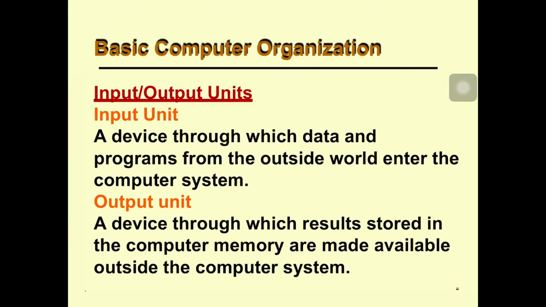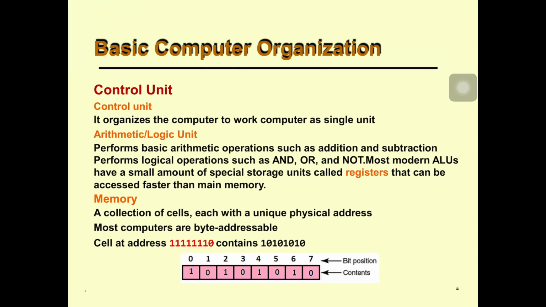Now, basic computer organization. I have already told you about the input unit and output unit. The input unit is through which the data enters the computer from the outside world, and the output unit is through which we can take the data from the computer. Now, the control unit and arithmetic logic unit, I have already told you. Memory is the one that remains. Okay, memory.